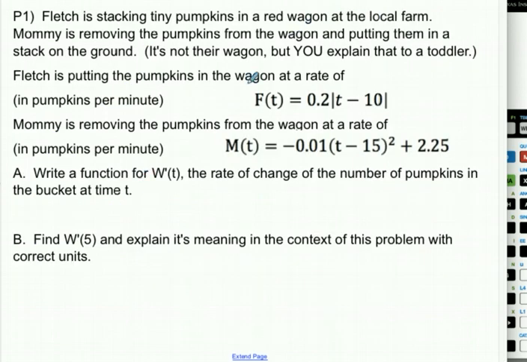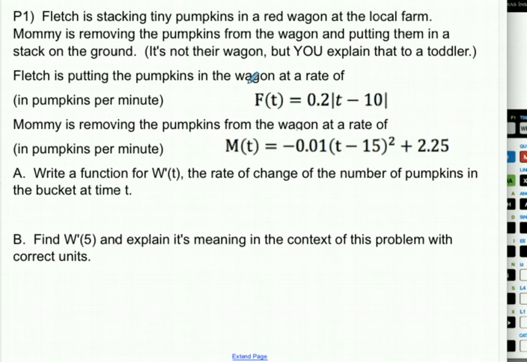All right, so you're going to try P1 without me. Feel free to pause me if you need to. So Fletch is stacking tiny pumpkins in a red wagon at a local farm. Mommy is removing the pumpkins from the wagon and putting them in a stack on the ground. It's not their wagon, but you explain that to a toddler.